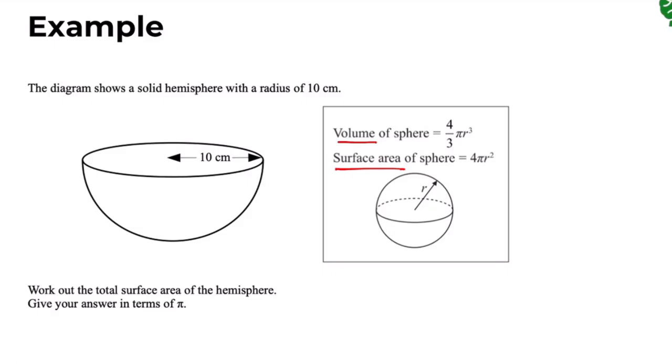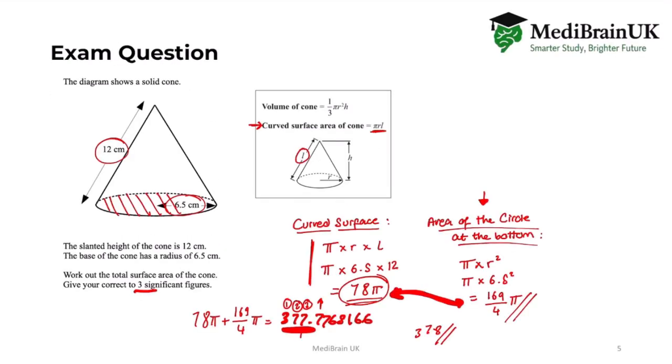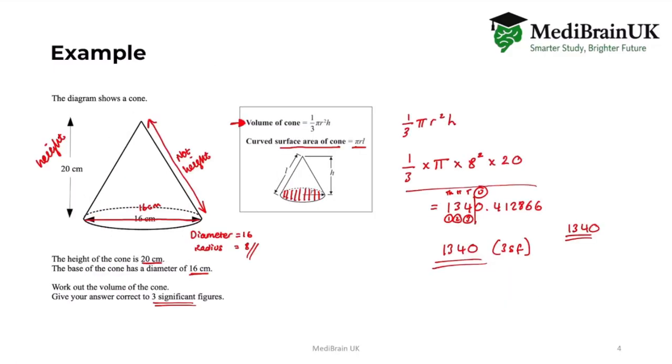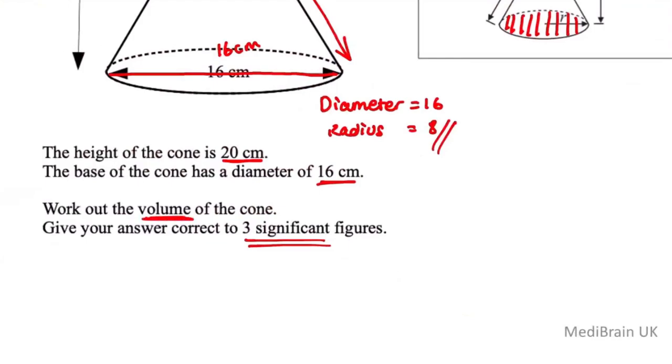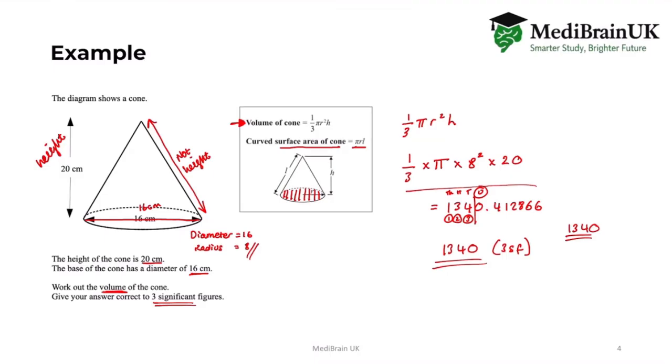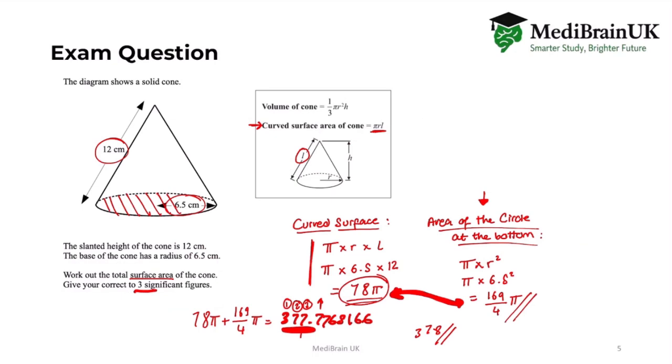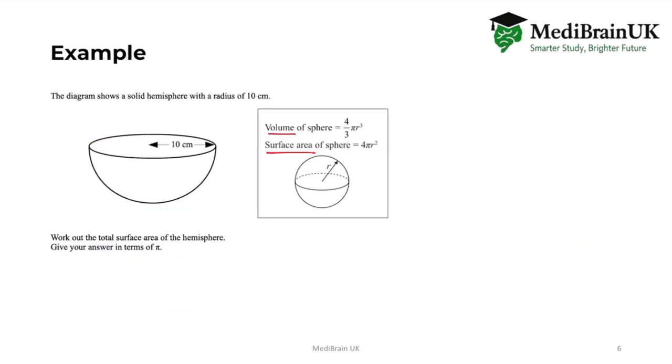In this one, we had to add the area of the circle at the bottom. You only add the area of the circle when it's asking for surface area. In this example, it was asking you for volume. Volume is the space inside the shape. That's why we didn't have to add the area of the circle at the bottom. It's only for surface area, because surface area is the total area of all the faces together. That's why when you're asked to work out surface area, you have to add the surfaces separately.